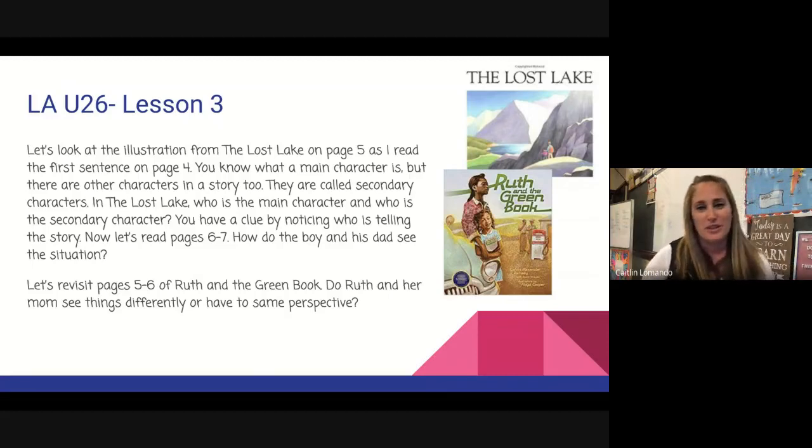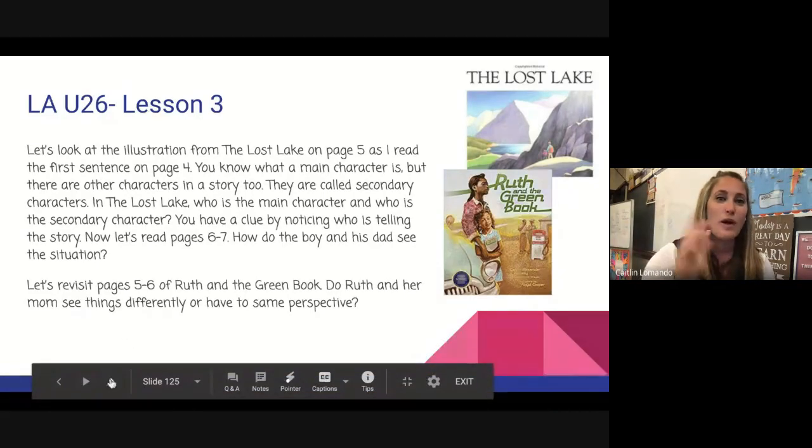So when we look there, do Ruth and her mom see things the same or differently? We can kind of tell that Ruth is wondering what the problem is and wants to ask. She's inquisitive, but Mama is telling her to keep her mouth shut. We can see that Mama has maybe experienced racism before in a way that Ruth has not. So one thing to look for.